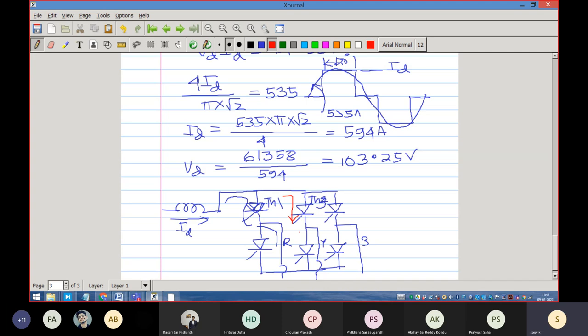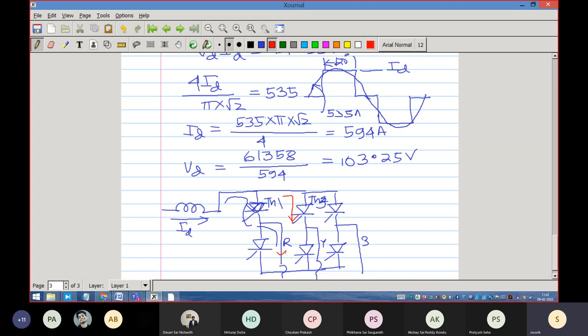So in order to turn it off, we need not only to shift the current to another conducting thyristor, but just after turn off, it should see that the voltage across it is negative. So we have to fire the thyristor in such a way that the current is leading the voltage. That means if I take the fundamental of the current IR and the voltage VRN, N being the neutral point, the current has to be leading.